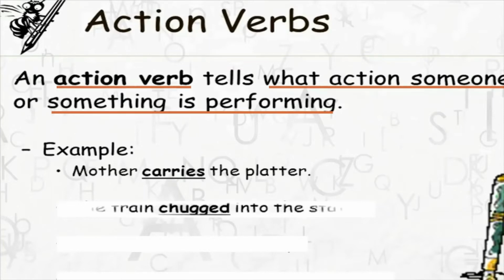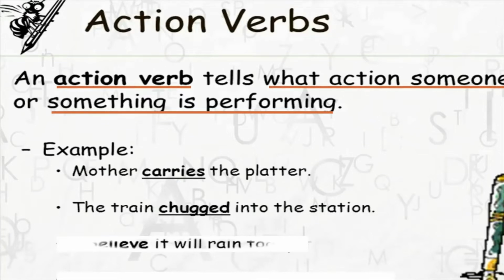Now, look at this example. The train chugged into the station. The train makes a big noise and enters the station, chugs into the station. So you can see an action happening, the train moving into the station. Let's take a look at this one now.